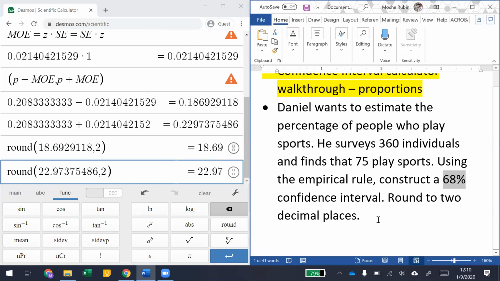So just to show you, I'll type it out in Word where I can type it nicely. My final answer here would be 18.69% to 22.97%. I have to be sure that I convert these back into normal percents because this is how we use percents in real life. But that is how I would go through one of these problems on the calculator. These are all the different formulas I'd use and the way that I'd use them.